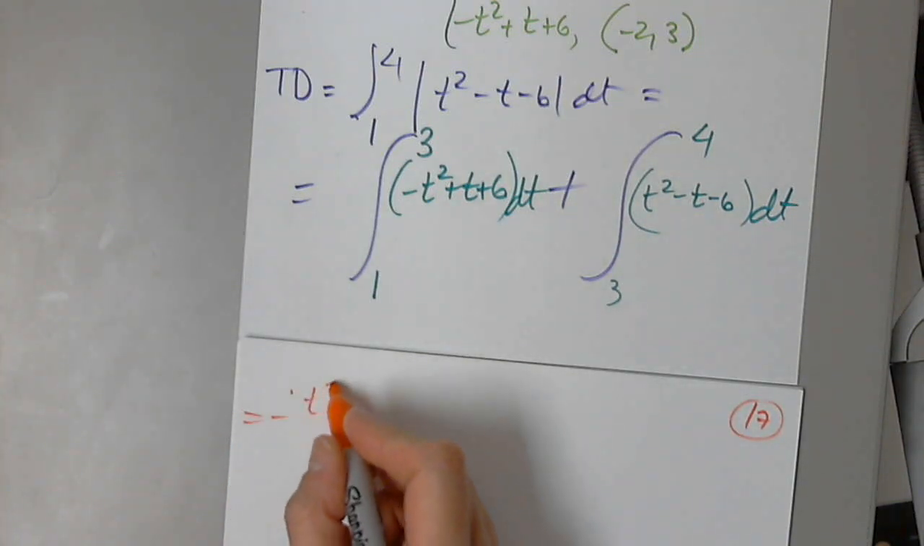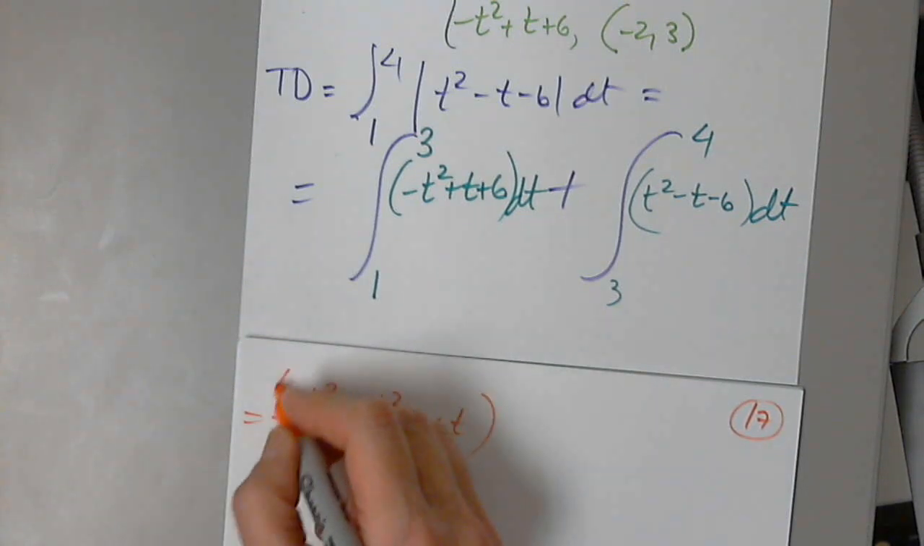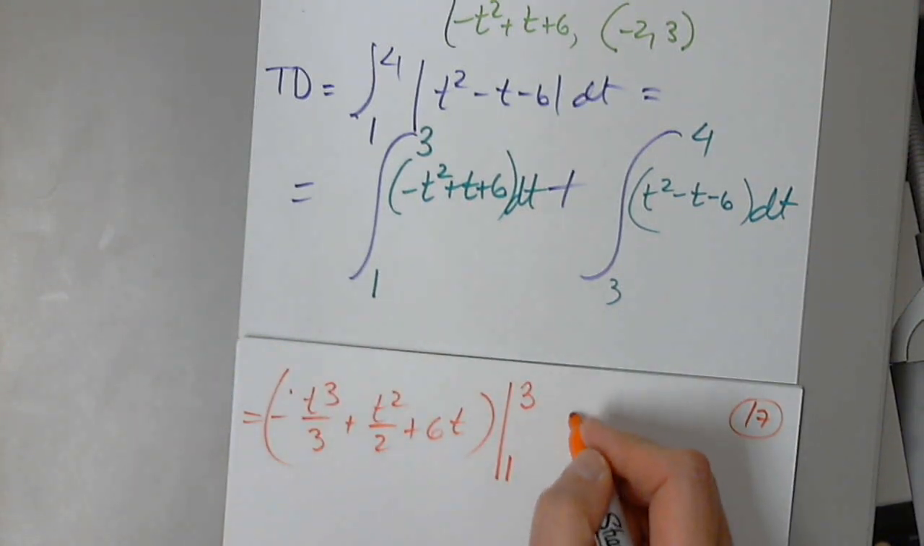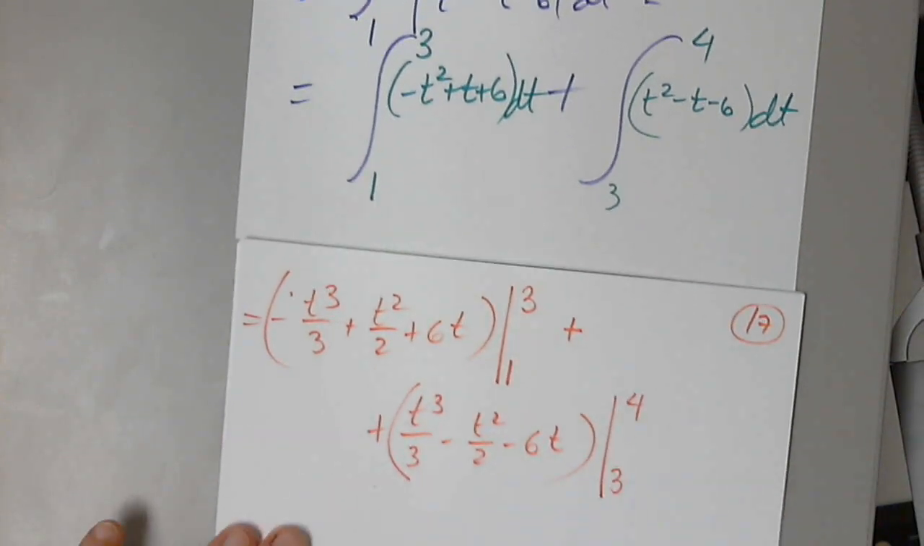Okay, so negative t cubed over 3 plus t squared over 2 plus 6t from 1 to 3 plus t cubed over 3 minus t squared over 2 minus 6t from 3 to 4.